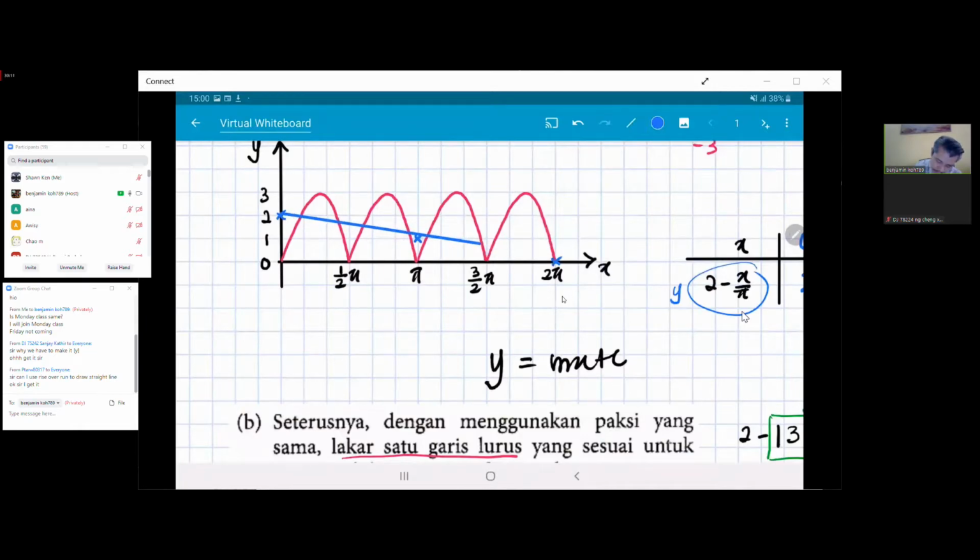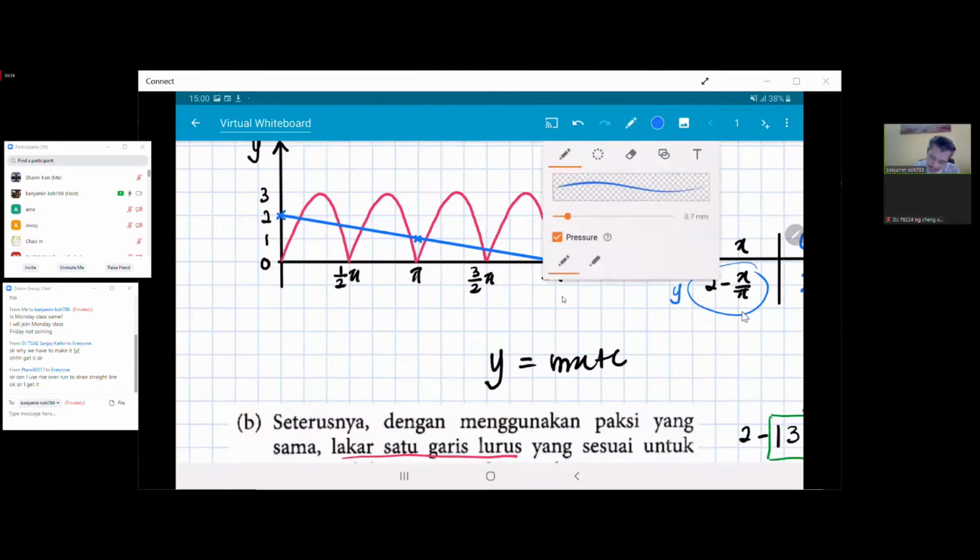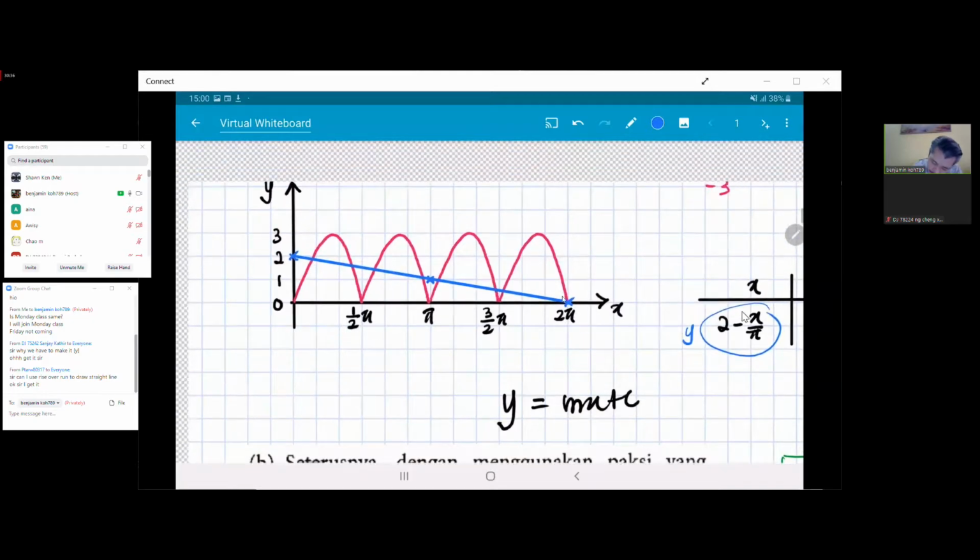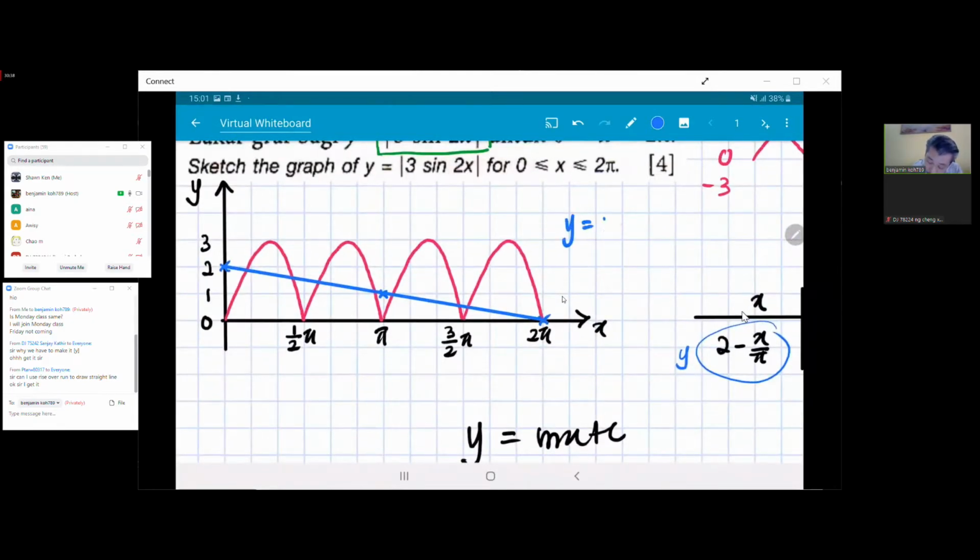Now, because you are doing a sketch, let's say, for example, your point and the line do not touch, you can erase and adjust a bit. Because this sketch is not supposed to be very accurate anyway. It's only a sketch. Understand that? Now I see I got one straight line. This straight line here represents the equation of the straight line, which once again, the blue line is y equal to 2 minus x over pi. Can you understand? That is your blue line.